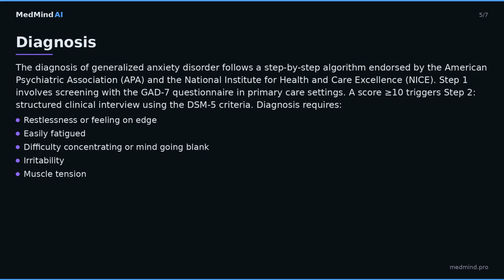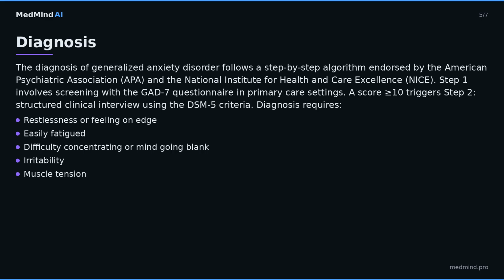Diagnosis. The diagnosis of generalized anxiety disorder follows a step-by-step algorithm endorsed by the American Psychiatric Association, APA, and the National Institute for Health and Care Excellence, NICE. Step 1 involves screening with the GAD-7 questionnaire in primary care settings. A score greater than or equal to 10 triggers Step 2, structured clinical interview using the DSM-5 criteria.